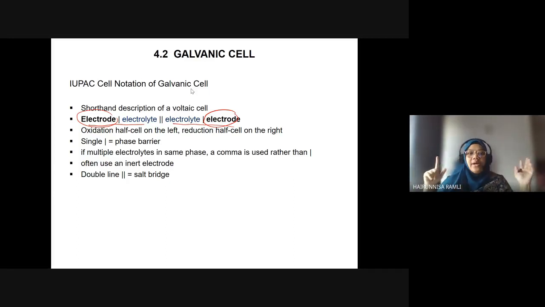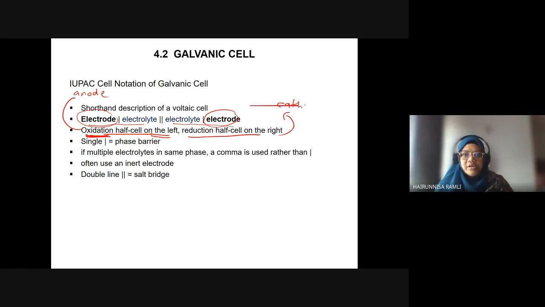Okay, so that's why untuk kita baca, macam saya selalu cakap, kita baca even kita tengok sketch gambar pun, kita always baca from anode to cathode. So of course on the left side adalah oxidation part, which is anode. Okay, and on the right side, you mesti letak dia punya reduction, which is cathode.